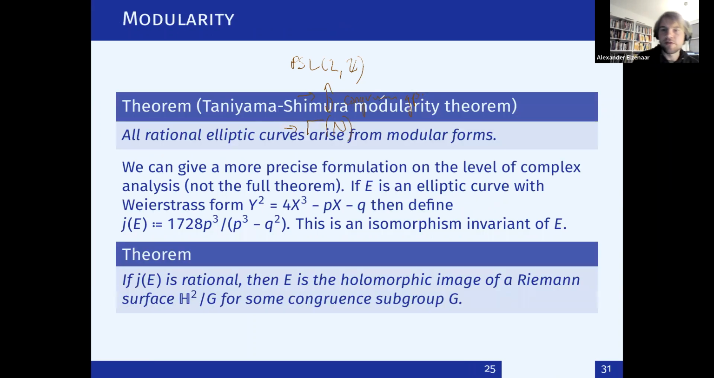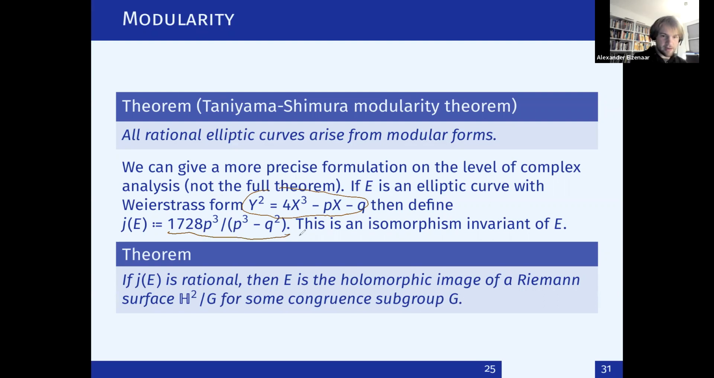Why is this important? So the result which Andrew Wiles actually proved in the 1990s when he proved Fermat's last theorem was a special case of the following result. If you take a rational elliptic curve, then it comes from a modular form. He proved a special case of this, and I'm going to state an even more special case. So I take an elliptic curve E. I can always write it in this form. So it's a curve given by the zero set of an equation which looks like this. And I can define a function on E, which is this function.